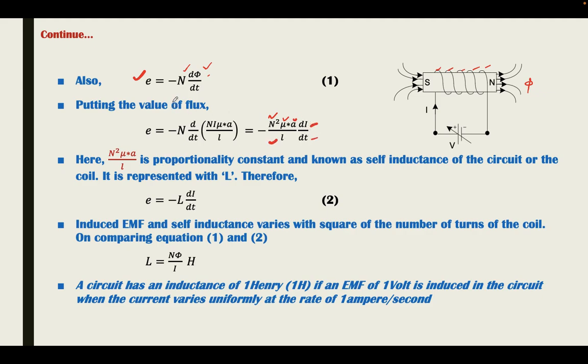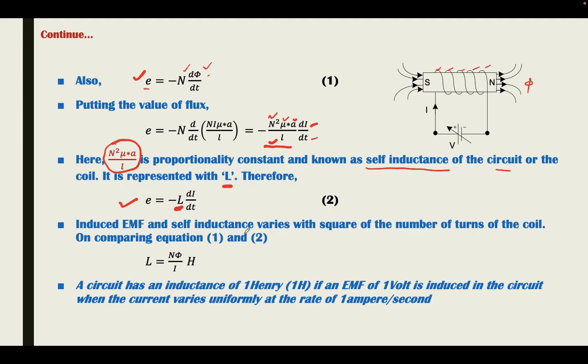It means the magnitude of E depends upon the rate of change of current. The rest of the components are constant, and hence this component can be represented with a common term. That term is known as inductance. It is the proportionality constant, also known as the self-inductance of the circuit or the coil. It is represented by L, and hence in another way E can be written as E is equal to minus L di by dt, where L is equal to this component.